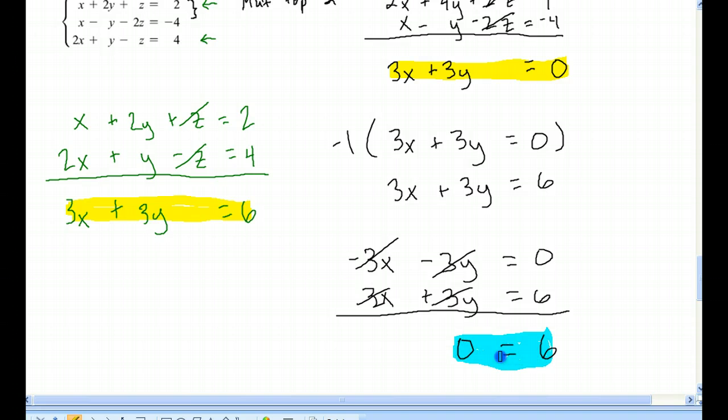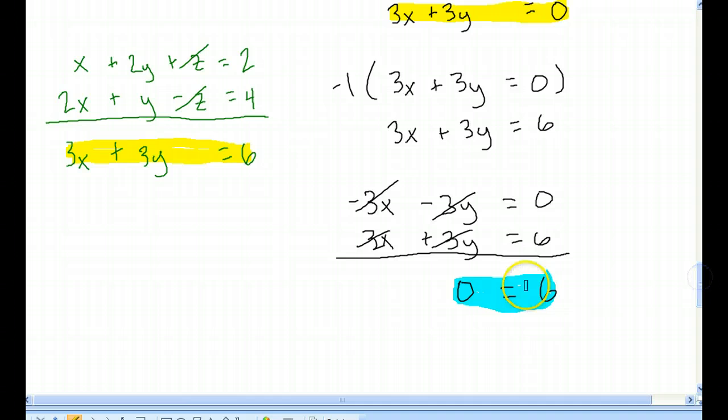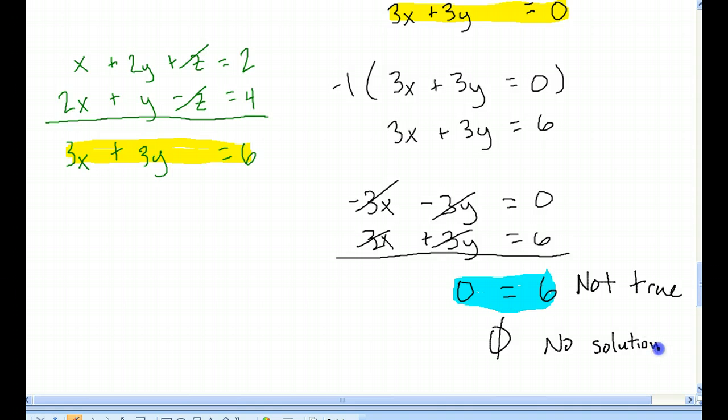Now what this means is, if our original system is to have a solution, then 0 would have to be equal to 6. Is 0 equal to 6? No. Because our work made us arrive at something that's not true, then the system has no solution. This is what we call an inconsistent system.